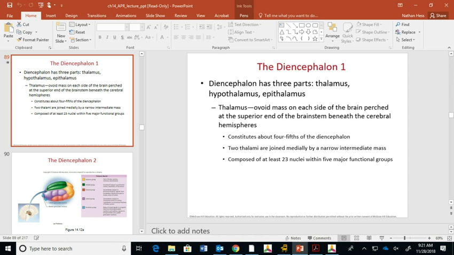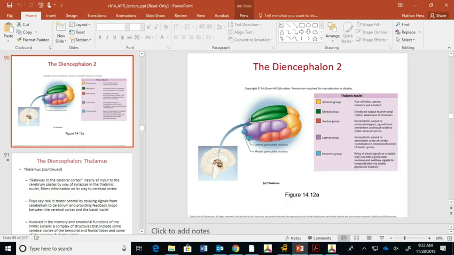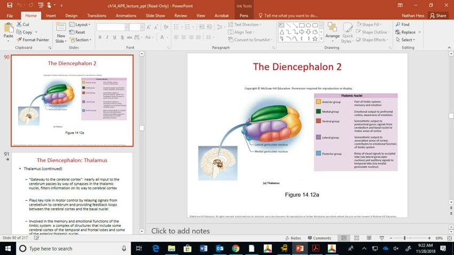The thalamus is an ovoid mass on each side of the brain that's just beneath the cerebral hemispheres. It makes up most of the diencephalon. And there are 23 different nuclei in this thalamus. Again, those nuclei are the control centers for these different neurons.